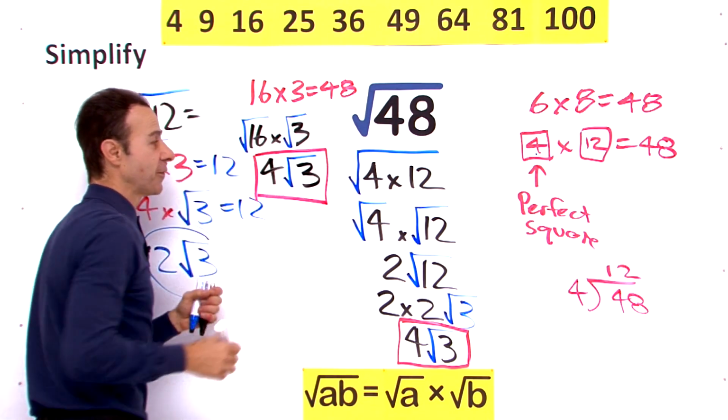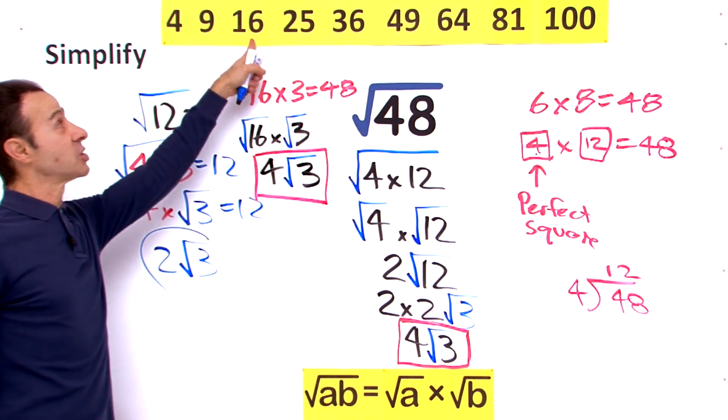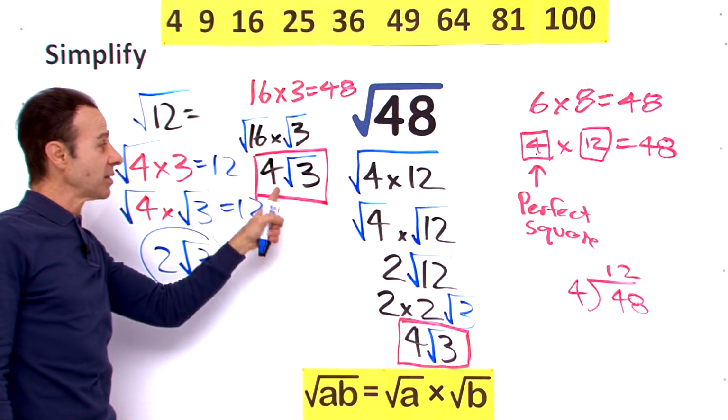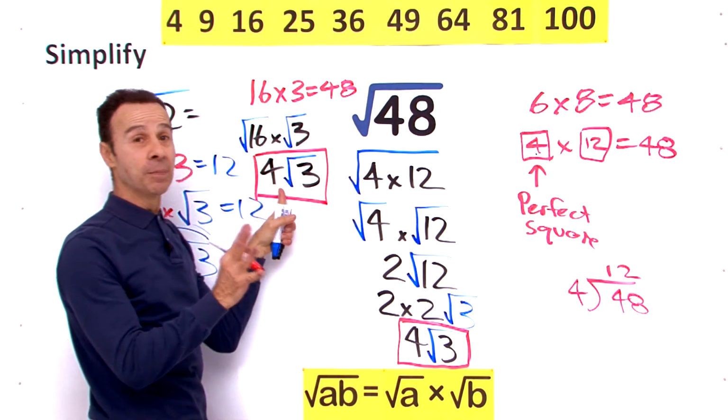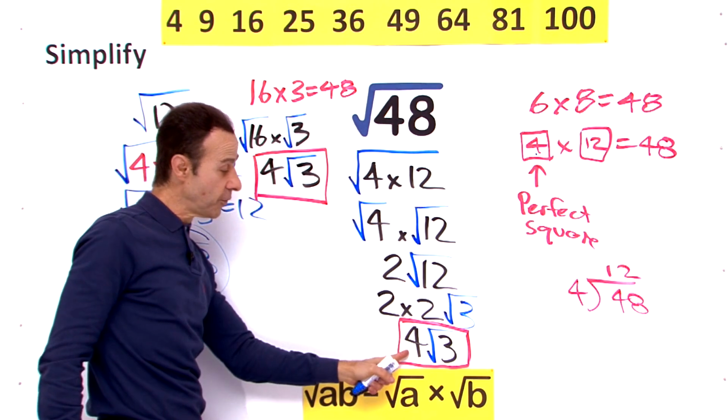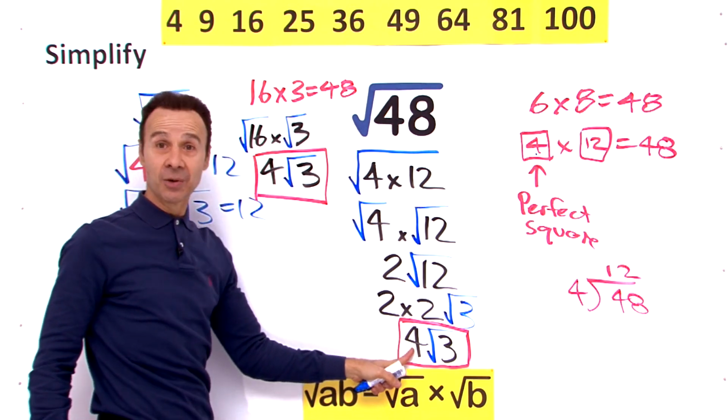So if you want to do this really fast, what you want to do is find the biggest square number. Not like me, I found the smallest. Find the biggest, and you'll get the answer quicker. So if we simplify the square root of 48, it's 4 root 3. Here it is again, 4 root 3. We did it the long way there. So that's how you do it.